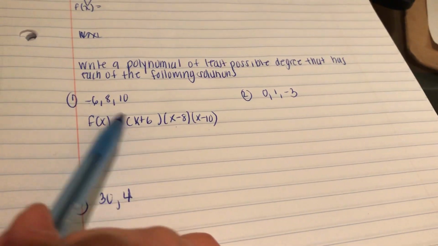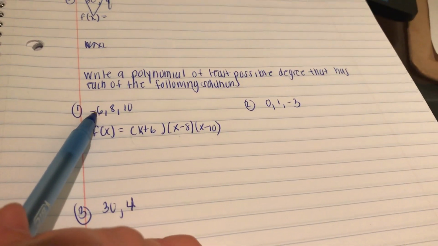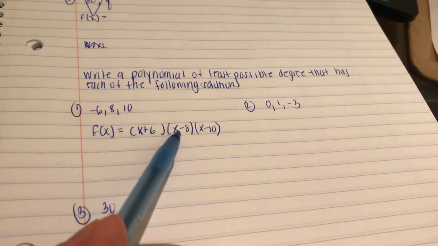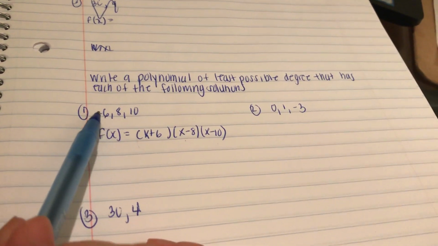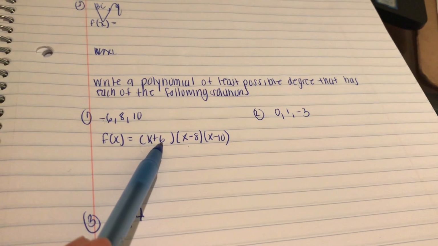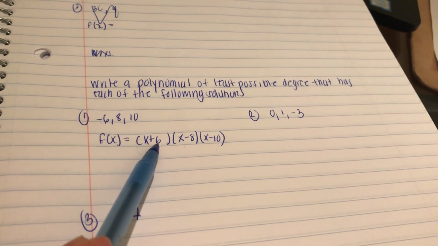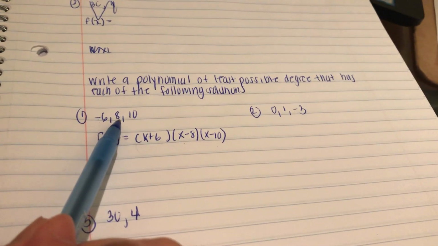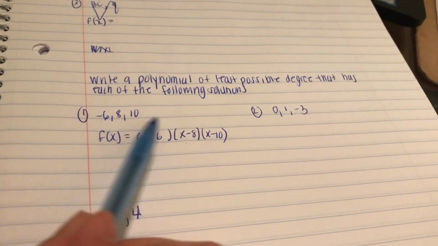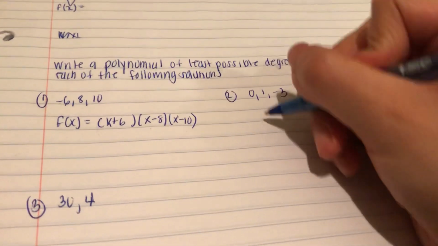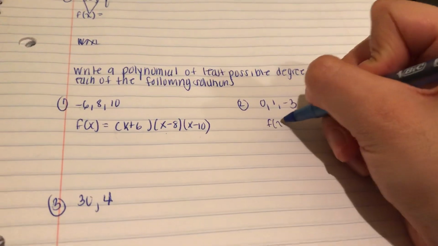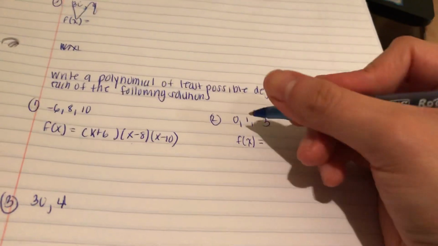An easy way to remember this is that you can just write the opposite signs of the operations inside the factors. So minus 6 gets a plus sign as the operation sign next to the 6. 8 goes to minus 8. 10 goes to minus 10. So same thing here. And this works because of the zero product property.